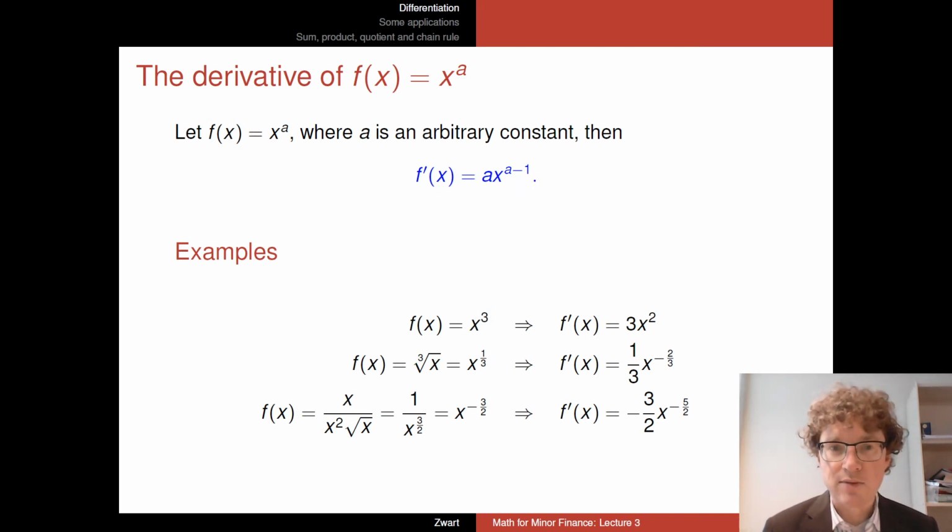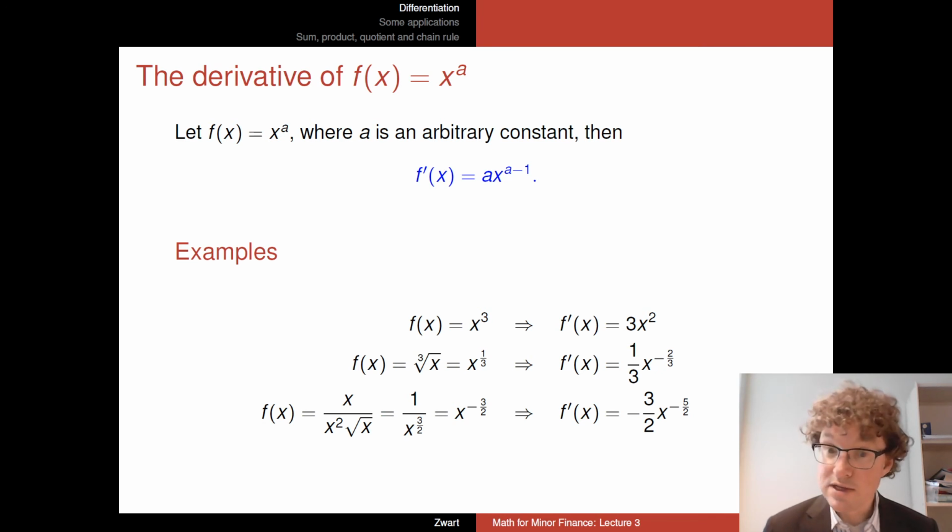So let's look at a couple of examples. If my power is 3 over here, so f of x is x cubed, or x to the power 3, what's the derivative? Well, what do you need to do? I take the power, the 3, I put it in front, and I lower the power by 1. I get 3 times x squared.